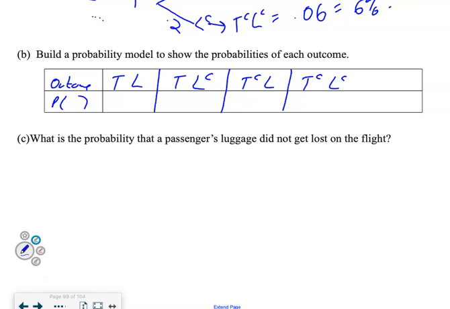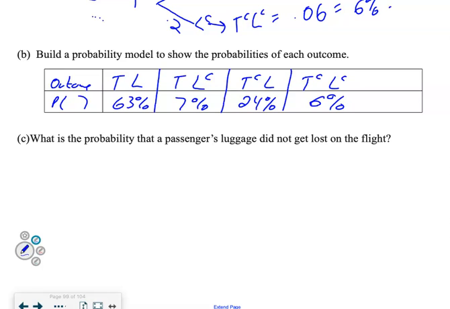Now I can get away with doing these abbreviations because I gave a key up above. If I don't give a key, I have to put the words here. I'd have to say on time luggage. I'd have to write it all out. So 63%, 7%, 24%, and 6%. Okay, so this one was fairly easy once we got it set up.